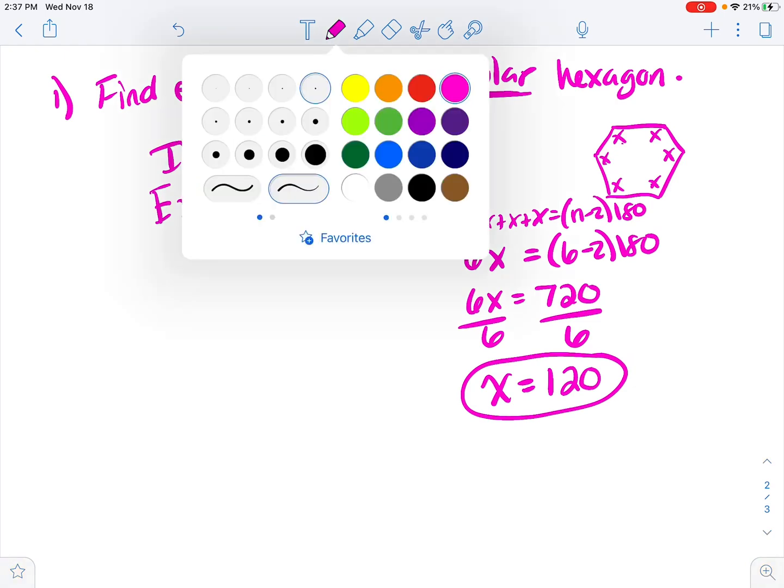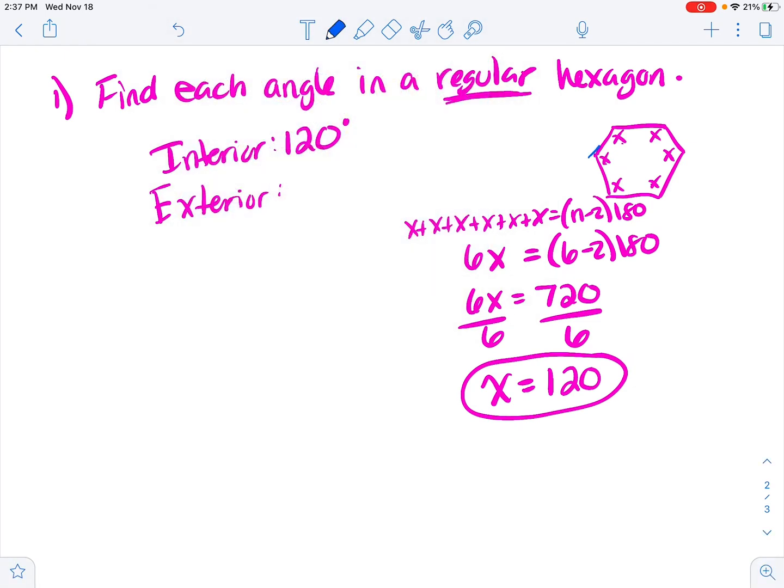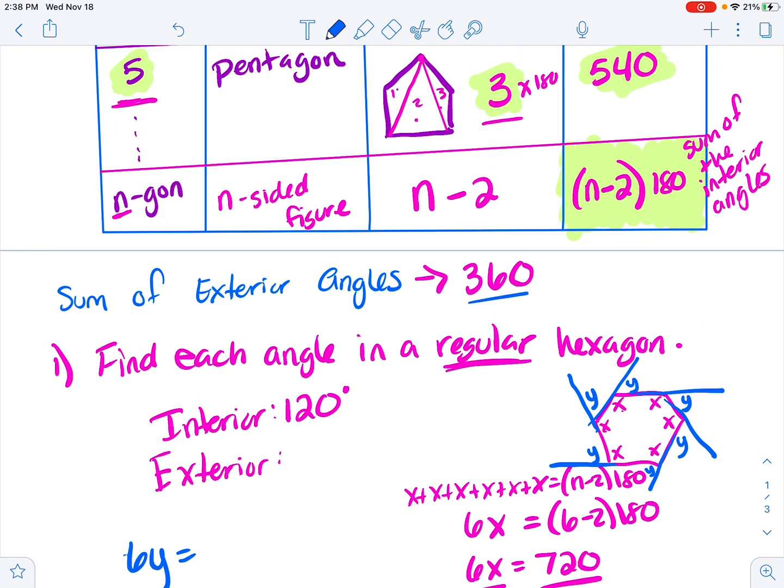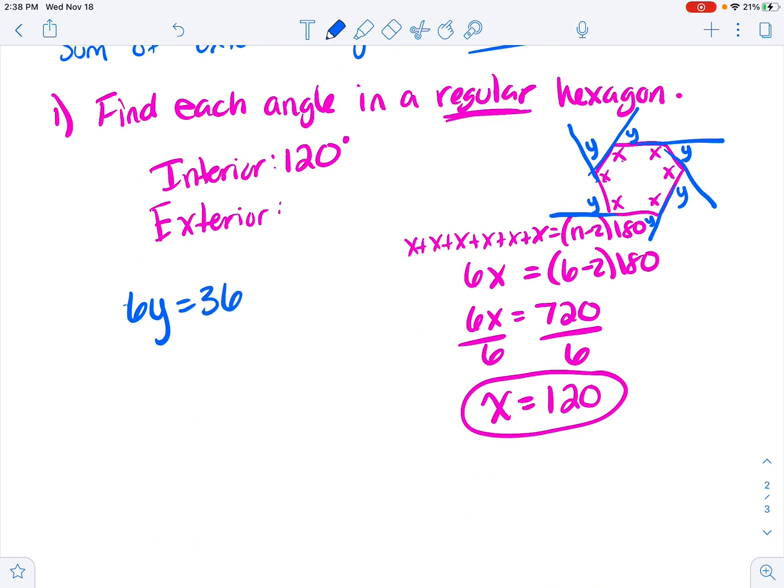Now exterior angles work the same way. If I draw out all my exterior angles, I'm going to extend all these lines. I'm going to go clockwise. So I have 1, 2, 3, 4, 5, 6. So I have 6 Y's, or 6 exterior angles, and I know that the sum of the exterior angles is 360. So I can divide by 6, and Y is 60.